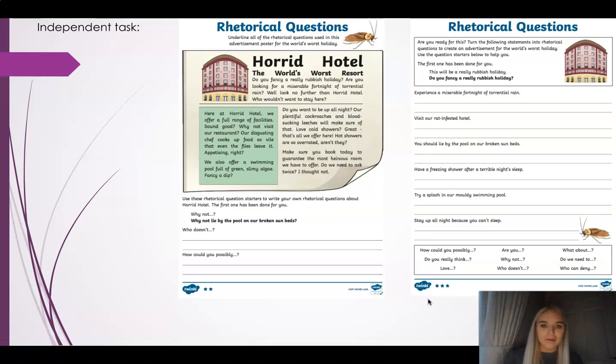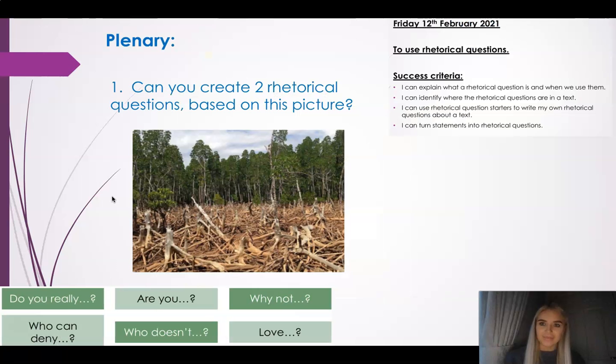Remembering that it's about a horrible hotel, not a lovely, luxurious 5-star hotel. So it's going to be full of disgusting things like rats and broken sunbeds, mouldy swimming pool. When you are writing these ones, you should be using different ideas than are on task 2. So I'm really excited to see what you came up with.